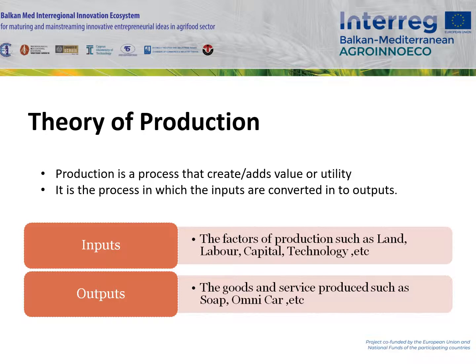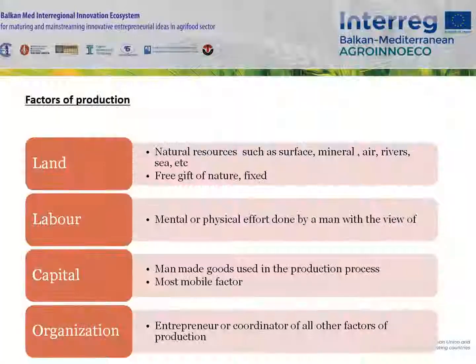Theory of production. Production is a process that adds value or utility. It is the process in which the inputs are converted into outputs. Factors of production: land, labor, capital, organization.